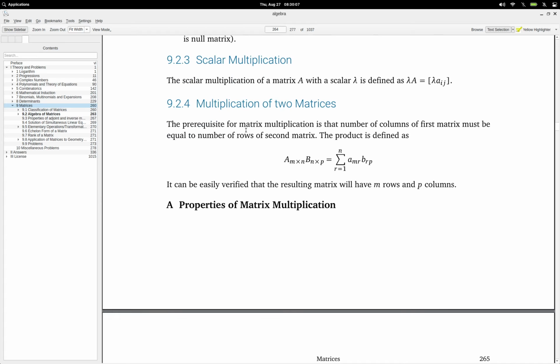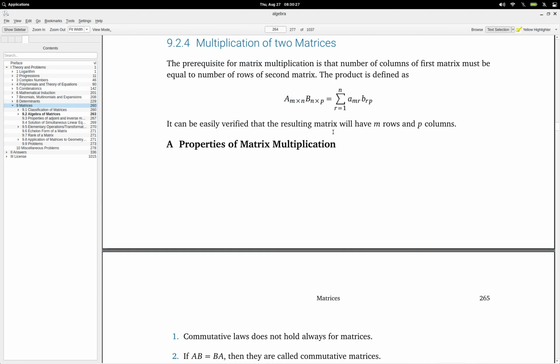Multiplication of two matrices. The prerequisite for matrix multiplication is that the number of columns of the first matrix must be equal to the number of rows of the second matrix. The product is defined as A of order m by n and B of order n by p is equal to the sum from r equals 1 to n of Air Brj. It can be easily verified that the resulting matrix will have m rows and p columns.